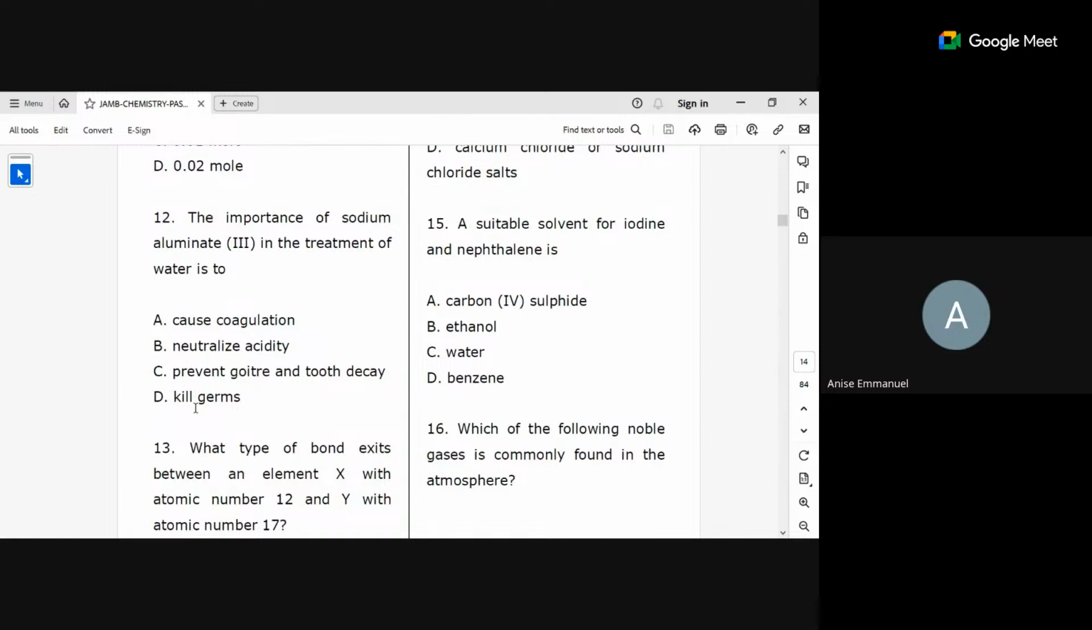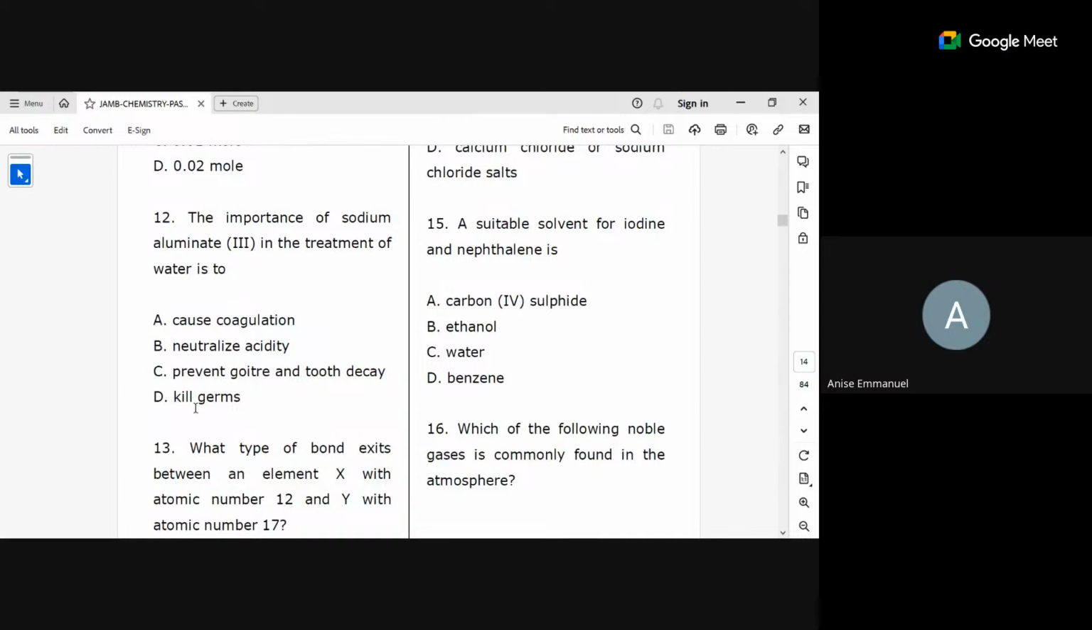So the work here is to coagulate. That is why when you throw alum into water, it's going to coagulate. It won't kill. Alum does not kill. Alum will just make every sediment or particle settle down, and they will become sediment at the bottom of your water container.